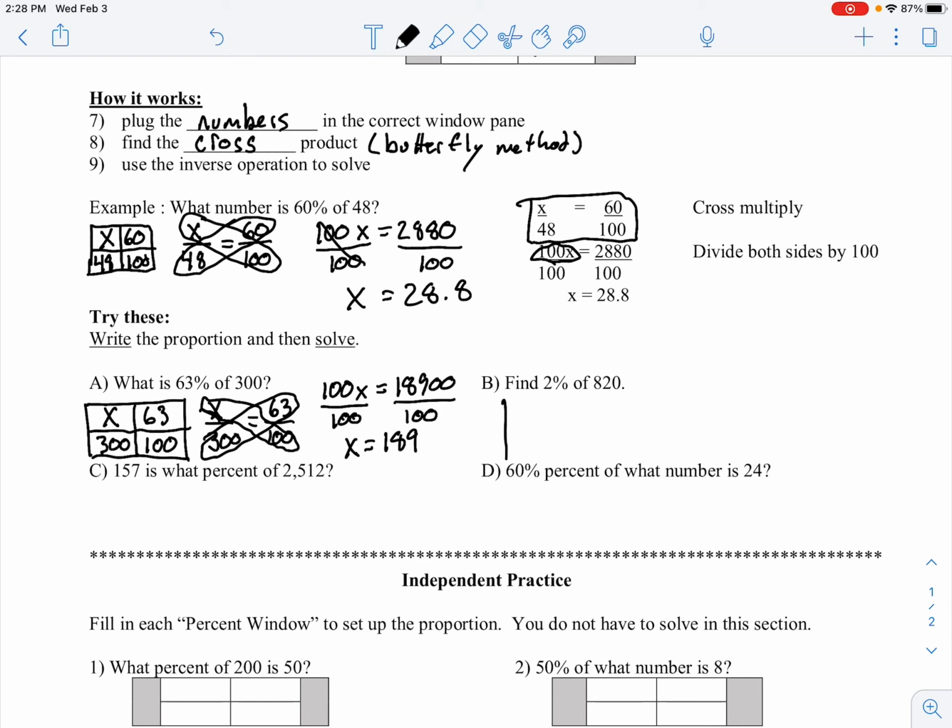All right, so we'll continue this along here. We've got our window set up. We only want 2% this time, so 2 over 100. We once again don't know this, and we want to know what 2% of 820 is. So once again, this sets up our ratios for us.